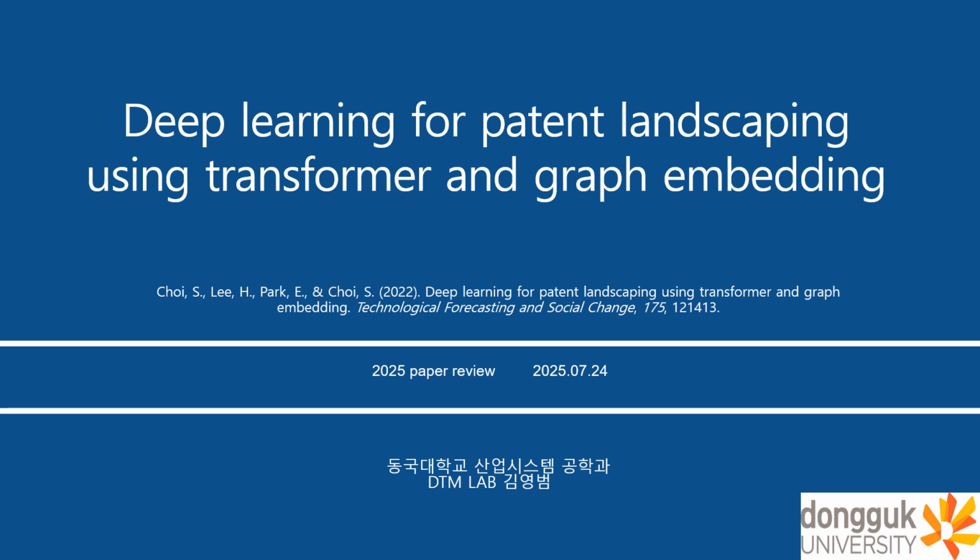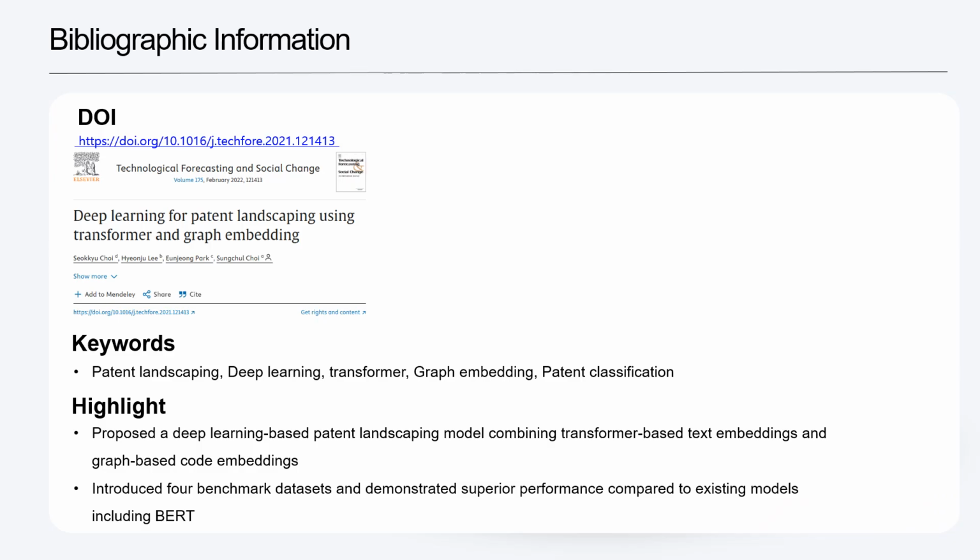Today, I'm going to review a paper titled Deep Learning for Patent Landscaping using Transformer and Graph Embedding. This is the bibliographic information of the paper. The paper is published in the journal Technological Forecasting and Social Change in February 2022.